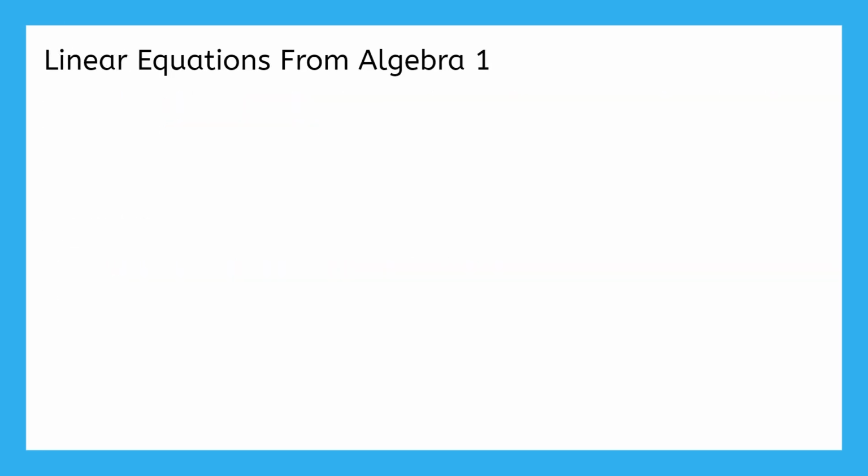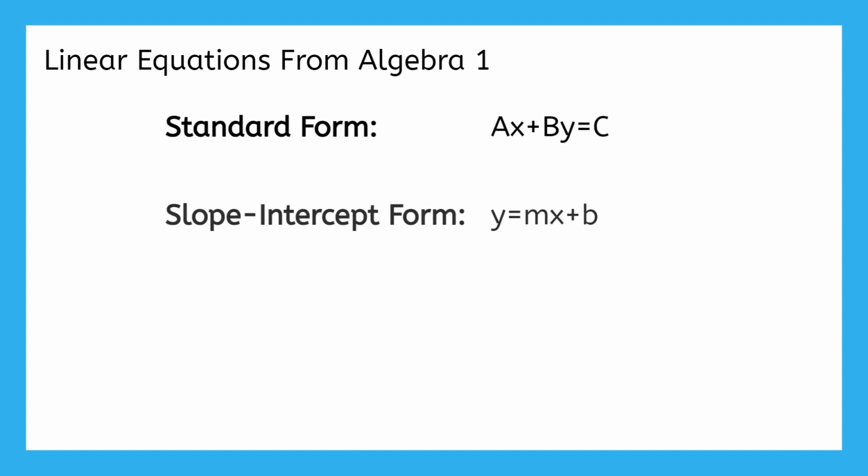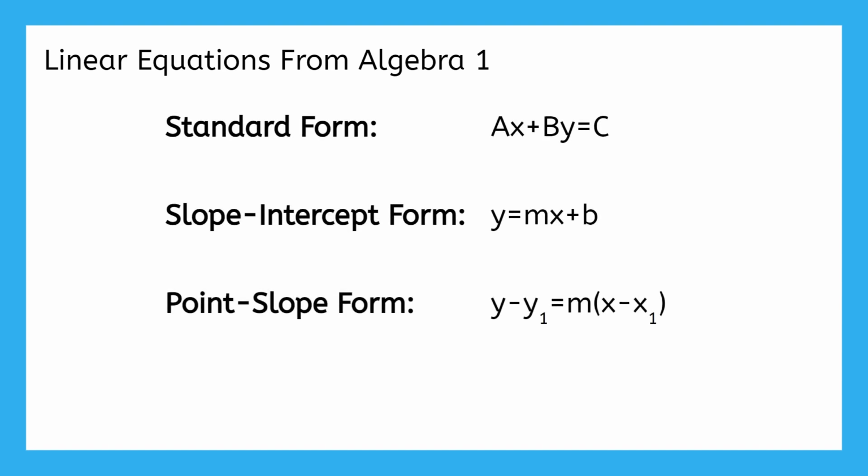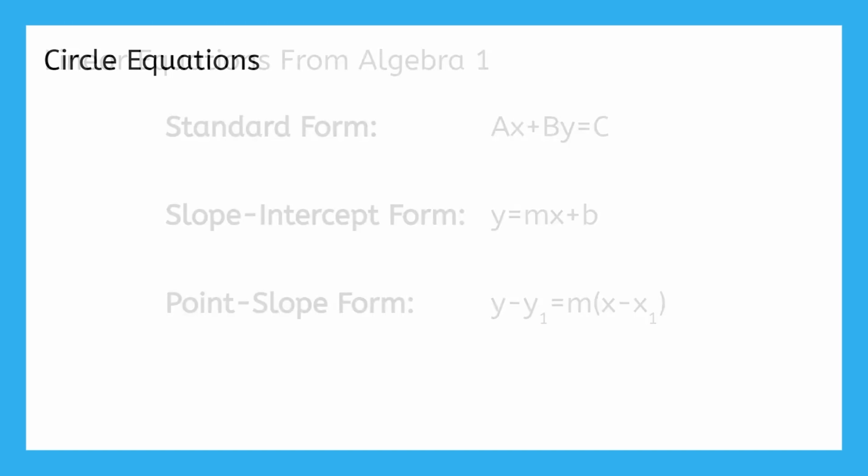Think way back to Algebra 1. Do you remember learning about lines in the coordinate plane? There are 3 common forms of linear equations: standard form, slope-intercept form, and point-slope form. These are all different ways of expressing the same line, and they're all useful because they make certain information easier to find. Circles, although they're definitely not straight lines, also have different equation forms.